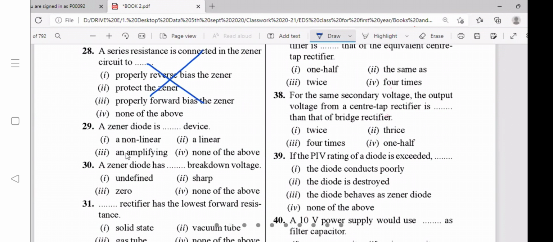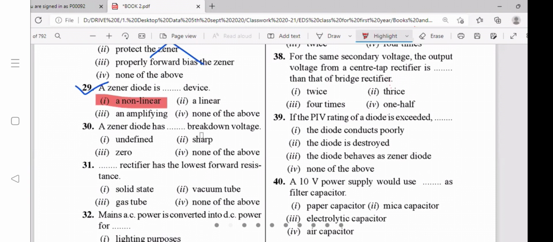All diodes are non-linear devices. A diode is not a linear device. The characteristic is not a straight line. So it may be a Zener, may be a crystal diode, it's a non-linear device. A Zener diode has breakdown.